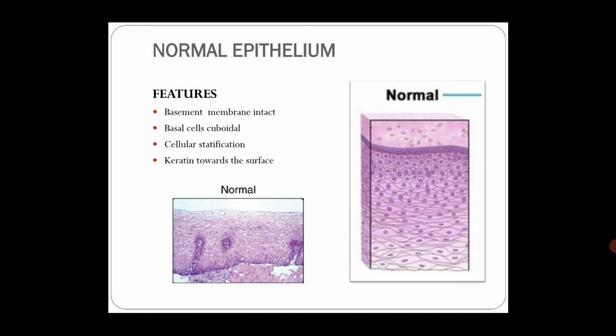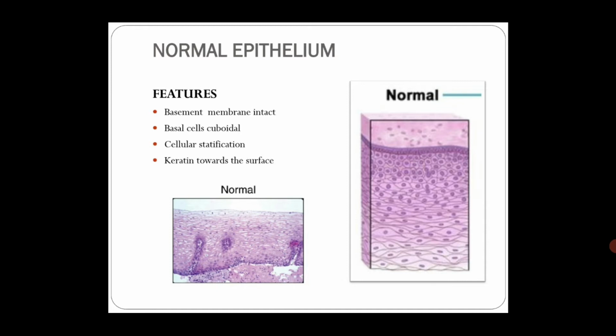Now, in order to identify any particular slide as a normal epithelium or mildly, moderately or severely dysplastic epithelium, we need to keep a few points in our mind, which will help us in labeling a particular slide as mild, moderate or severely dysplastic.